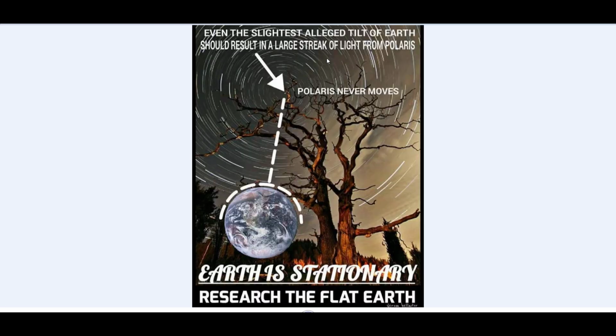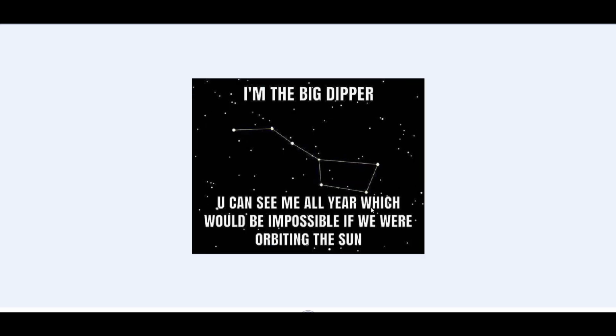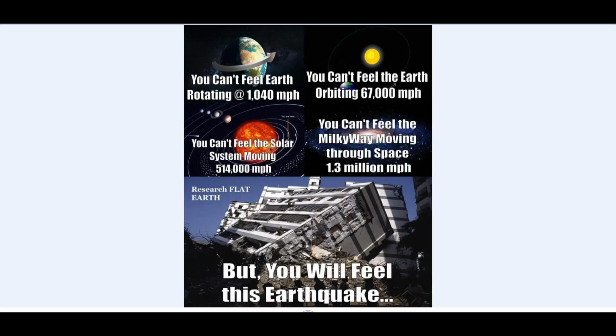Even the slightest alleged tilt of Earth should result in a large streak of light from Polaris. But Polaris never moves. Vibes of Cosmos explain this a lot. Earth is stationary. Research nature and the reality of the real world. I'm the Big Dipper. You can see me all year, which would be impossible if we were orbiting the Sun. You can't feel Earth rotating at 1,000 miles per hour. You can't feel the Earth orbiting at 67,000 miles per hour. You cannot feel the solar system moving at more than 500,000 miles per hour.